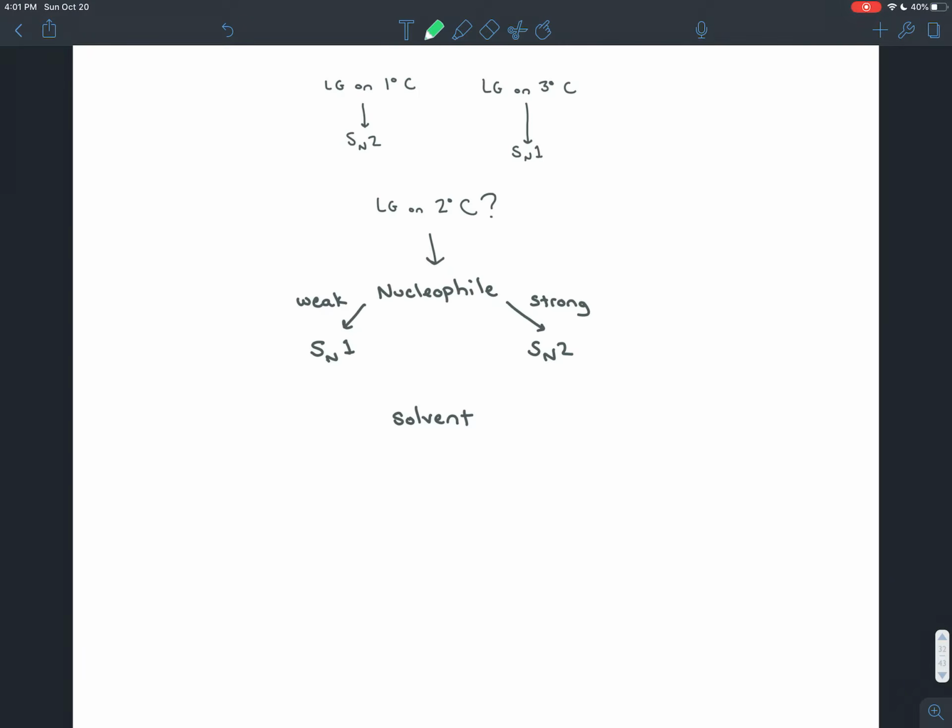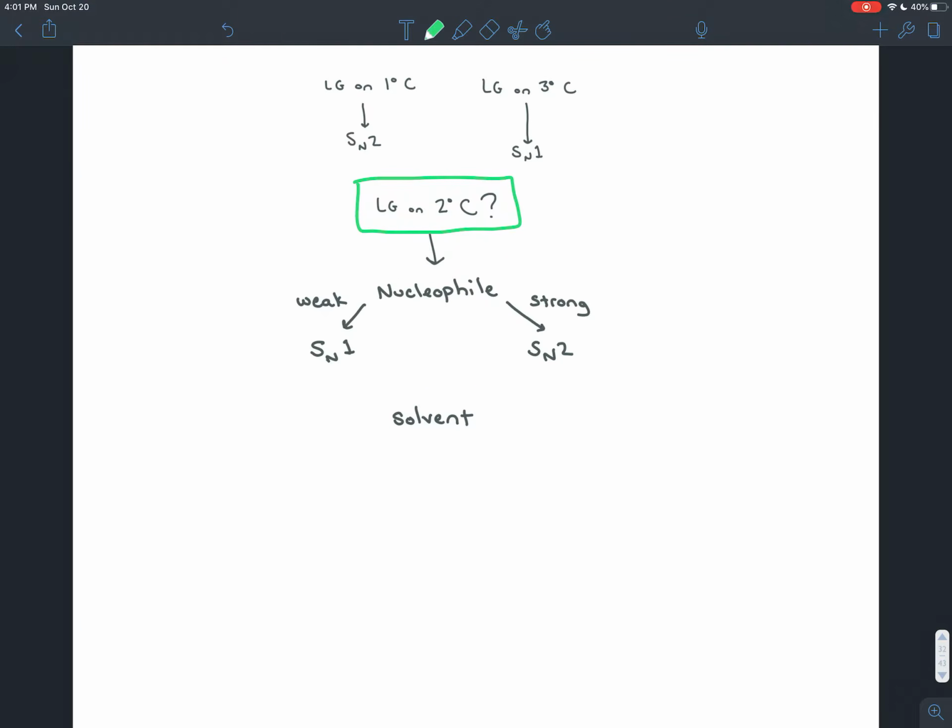In previous videos, we've seen how if the leaving group is on a primary carbon, that tells us that the reaction is going to be SN2. If the leaving group is on a tertiary carbon, that tells us that the reaction mechanism will be SN1. But if the leaving group is on a secondary carbon, it depends on two things. It depends on the nucleophile, and it depends on the solvent.